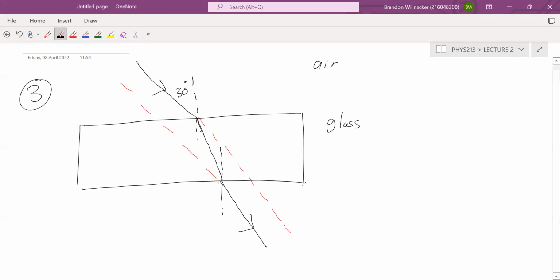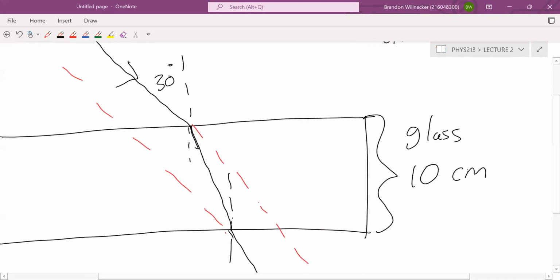So the question is, if this glass block is 10 centimeters thick, so this is 10 centimeters, and we know that the incoming ray is at 30 degrees, I want to know what is the separation distance between these parallel lines. Okay, what is that shift or separation distance there? So how do we go about solving this problem? Well, it's a bit more complicated than the usual refraction problems, but it's not too much of a problem.